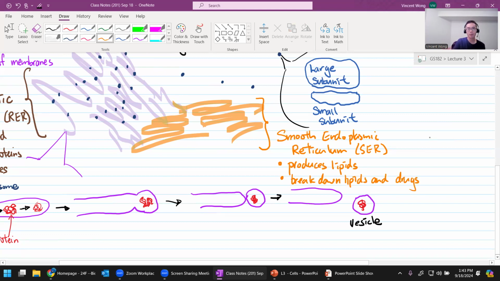Okay. A lot of people get this misconception every time. I realized this recently. People think when I say drugs, I mean like illegal drugs or bad drugs. Not necessarily, okay? Medication that we take regularly, they need to be broken down. They need to be metabolized. And the smooth ER plays a role in that, okay?